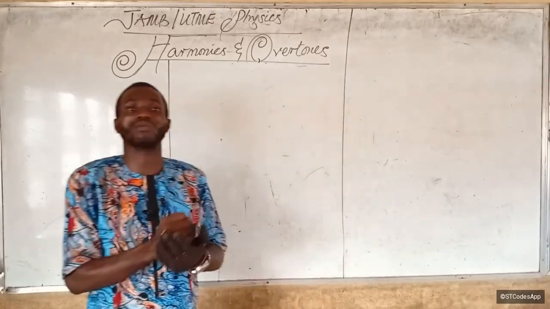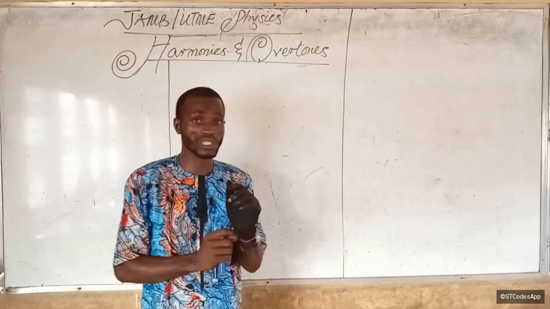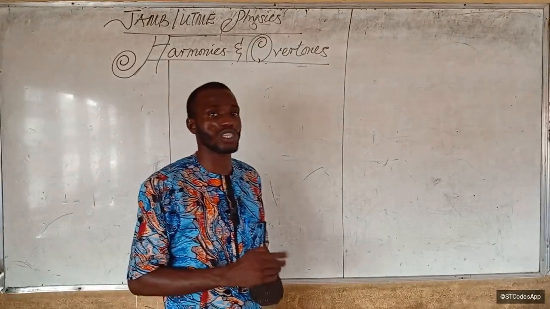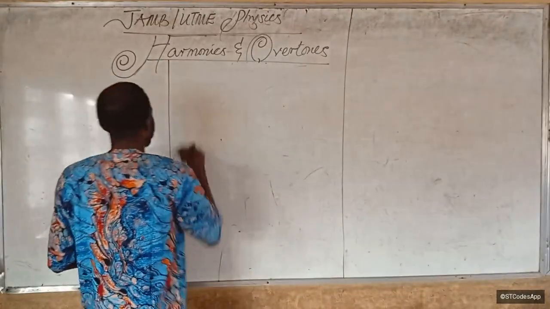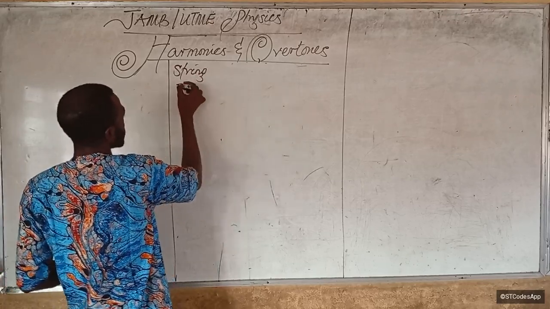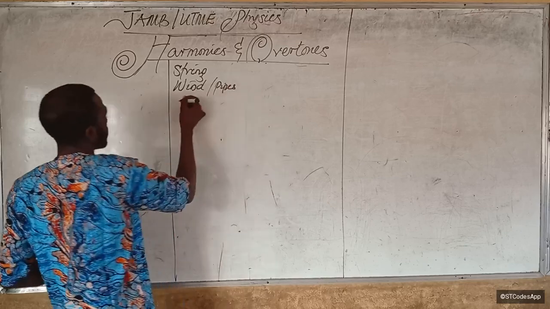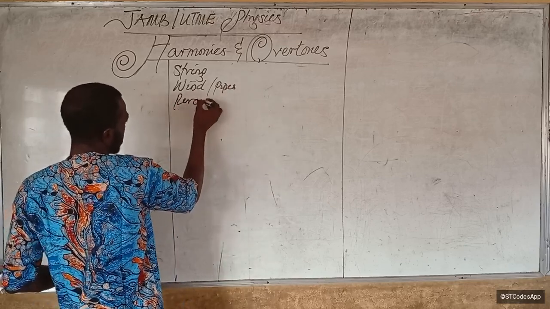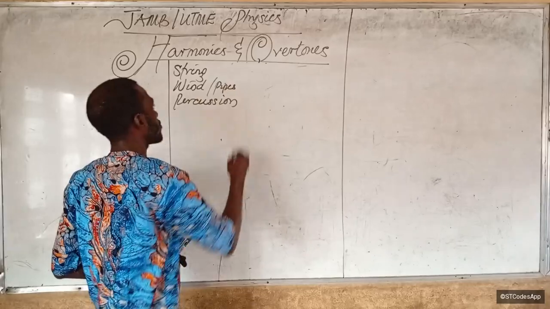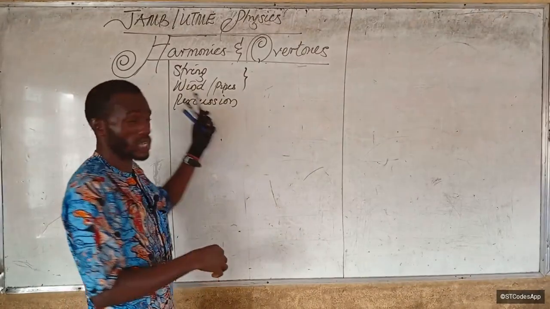Now, in order to understand the concept of harmonics and overtones, you have to understand what we call vibrations in musical instruments. So first, understand that musical instruments are grouped into three: the stringed instruments, the wind instruments or pipes, and the percussion instruments. In our analysis of harmonics and overtones, we only analyze the first two. Do you understand? Not percussion. All right, so string and wind instruments.